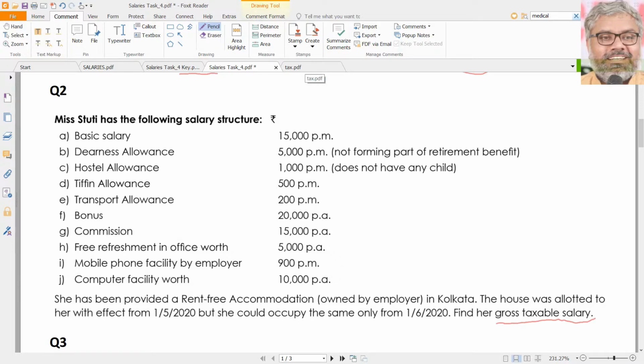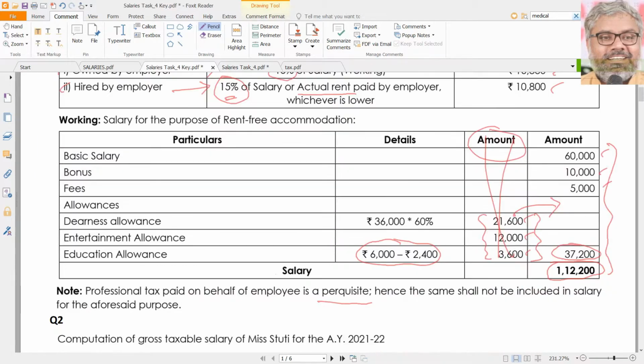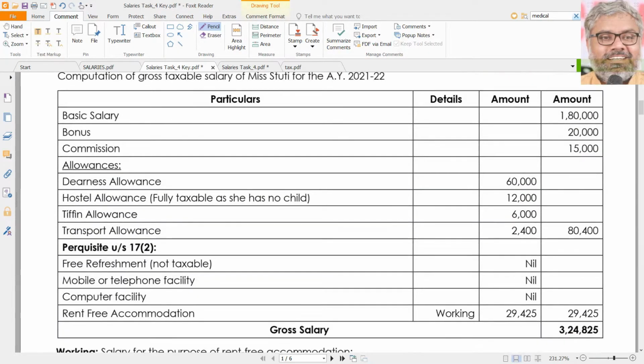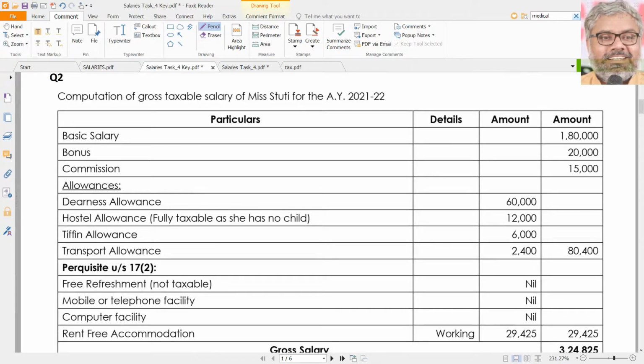The presentation has to be always clear. When the main question is asking gross taxable salary, we have to put a heading statement showing computation of gross taxable salary of whoever the assessee is, for the assessment year. Clearly it should be written. This heading is also important. Then particulars, amount, outer column, inner column can be shown. Otherwise also no problem. Directly outer column is okay.